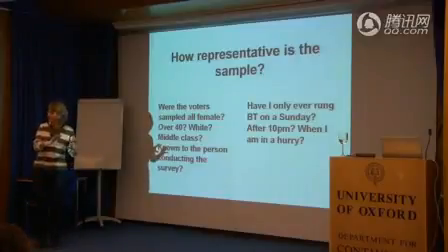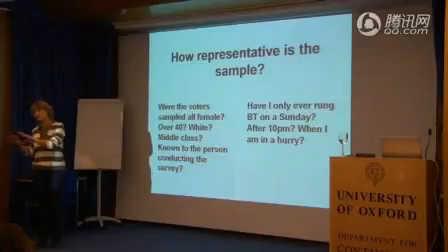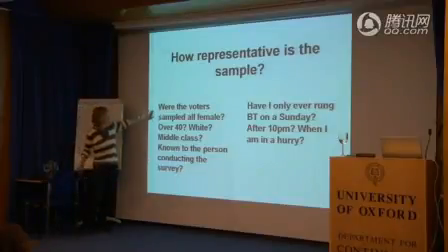Again, as with first, you identify the argument and analyse it, then you evaluate it. Okay, you don't try and do both at once. So here, again, you've got all these questions. Were the voters sampled all female?